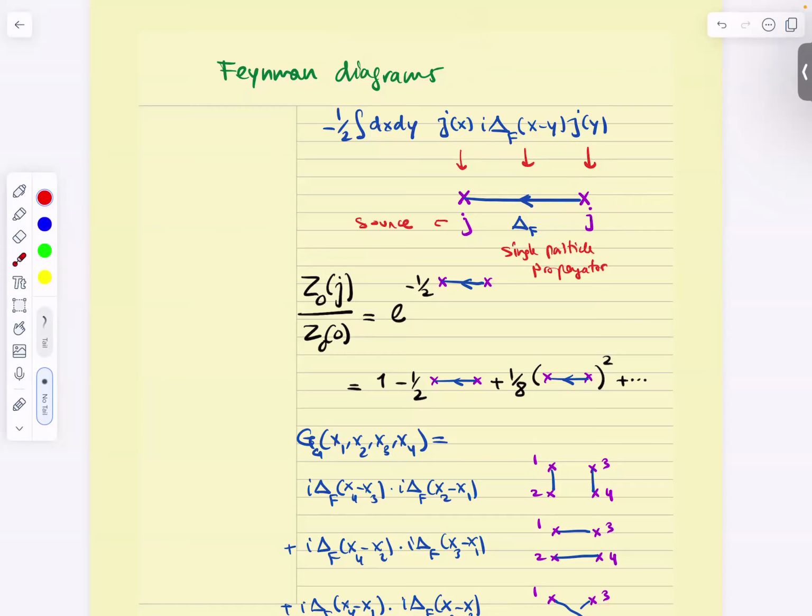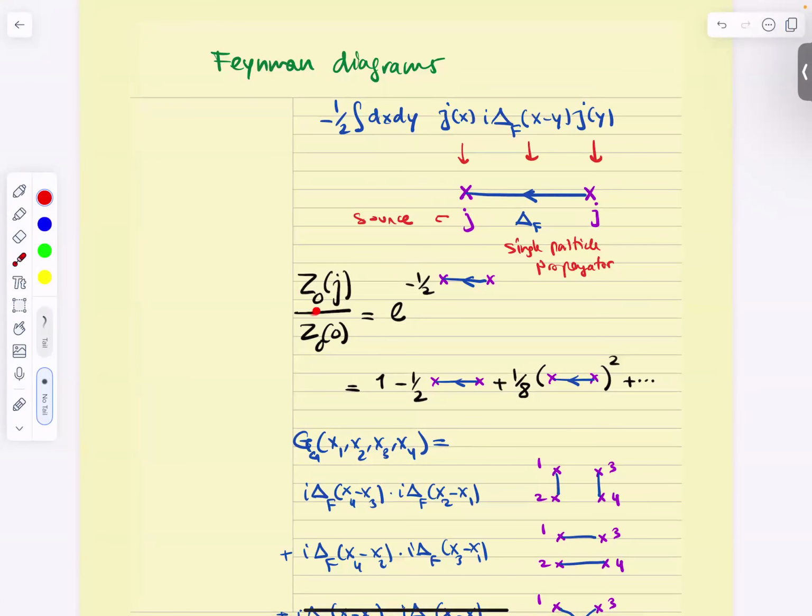I have particle number conservation. The theory will not spontaneously create particles, right? So I had to introduce a source to kick one out of the vacuum, evolve it, and just kill it, right? So this is that diagram, but these are diagrams, right? These are integrals, as usual. These are Feynman diagrams. So Z0[J] divided by Z0[0] is e to the power of minus half this diagram. So that is 1 minus half this diagram plus 1/8 this diagram squared plus so on and so forth.